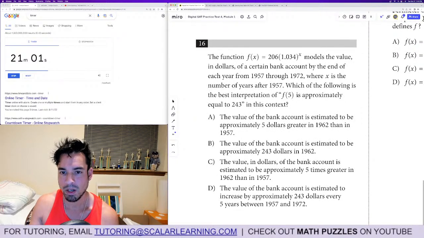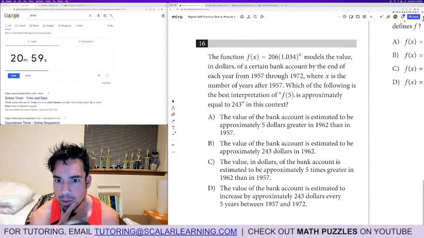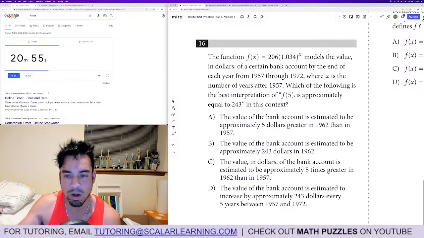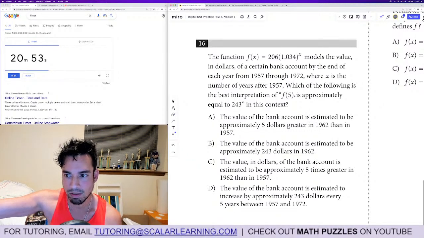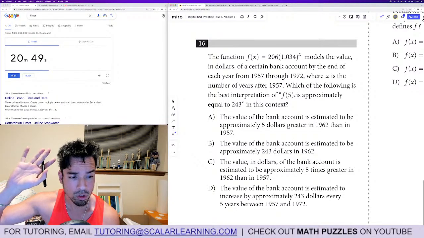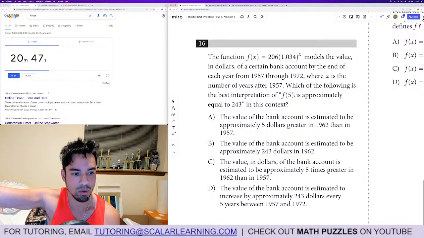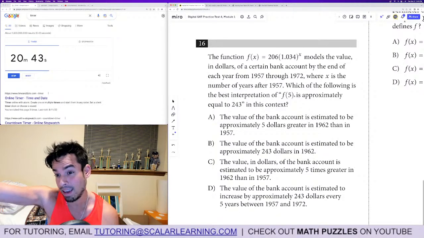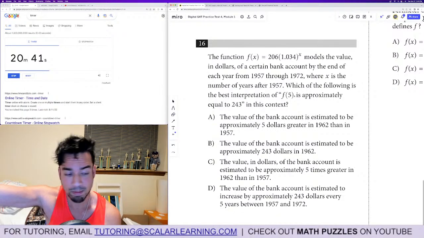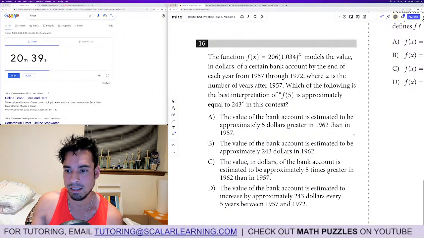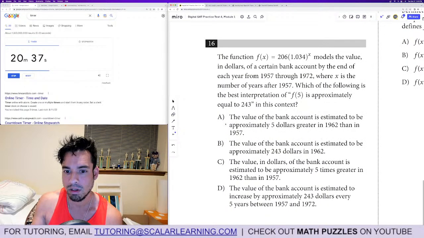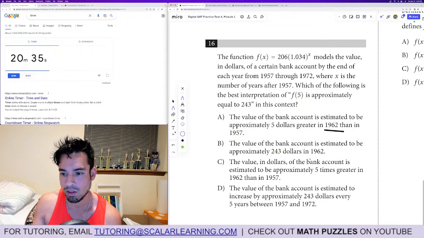16. Function f of x is Miles's value in dollars for a certain bank by the end of the year, 1957 to 1972, where x is the number of years after 1957. So 0 is the amount in 1957. Which of the following is the best interpretation of f of 5? All right. So we said that 0 represents the year 1957, aka 5 would represent 5 years after that, aka 1962. So I should see 1962 in the answer, which I do.